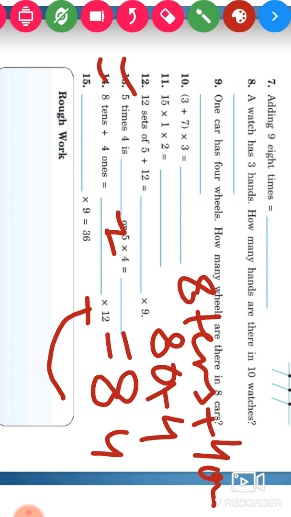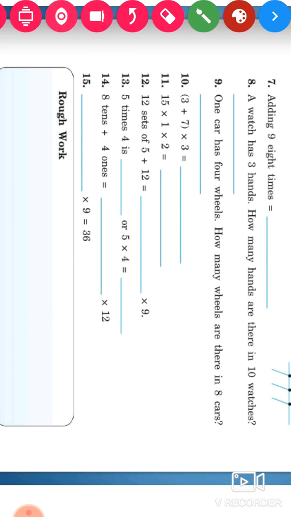Okay. Now question number 15 says dash multiply 9 will give us 36. Tell me kids, in the table of 9, at which multiple does 36 come? 4 times. 9 fours are 36.